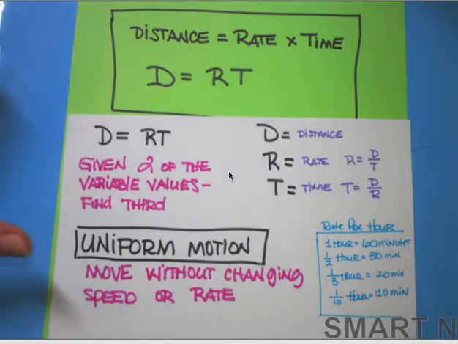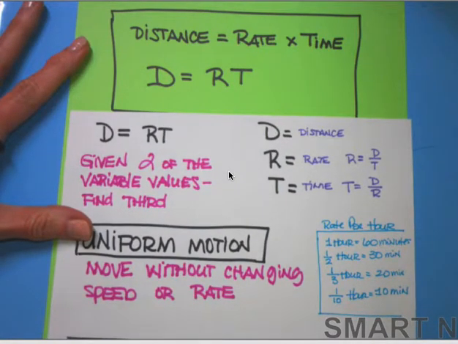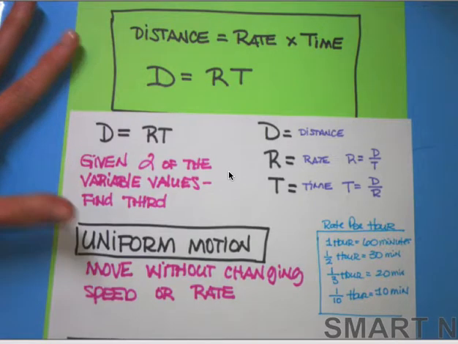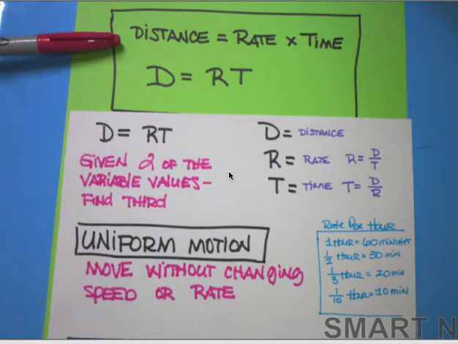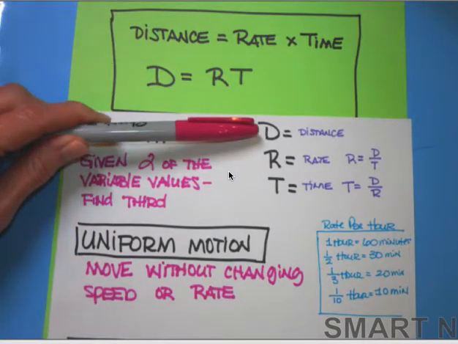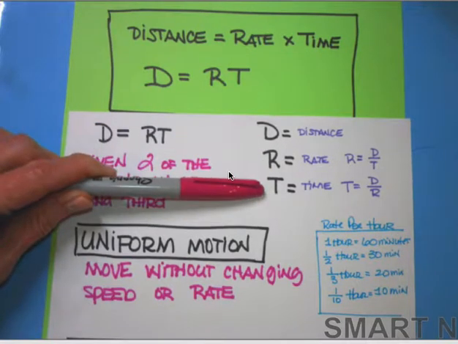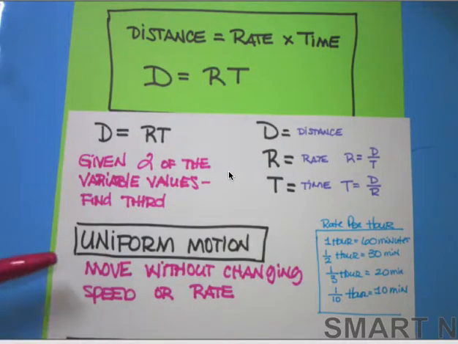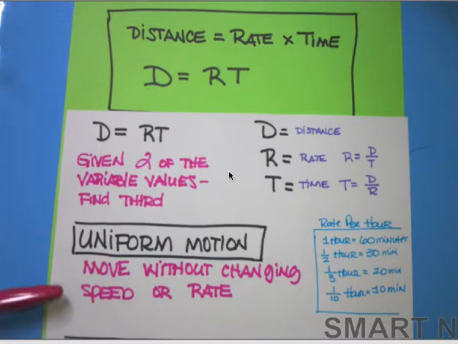This video is going to focus on distance, rate, time word problems. So just to recap and review, this is the basic formula that we're using: distance equals rate times time, D for distance, R for rate, T for time. The formula works on objects that are in uniform motion, which means they move without changing speed or rate.